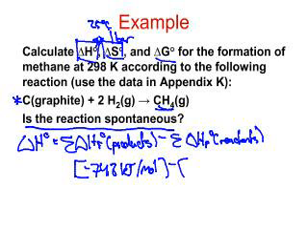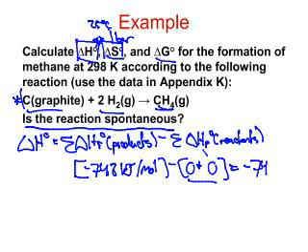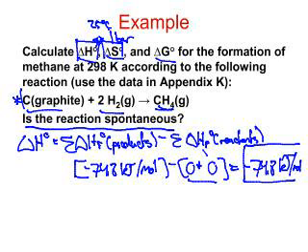And now we're going to subtract from that the sum of the heats of formation of the reactants. It shouldn't surprise you that the heat of formation of graphite is 0 by definition, because that's the most stable form of the element carbon. The heat of formation of hydrogen is also 0. So this whole term is going to end up being 0, and so delta H for that whole process is negative 74.8 kilojoules per mole. There we go, we'll circle that.